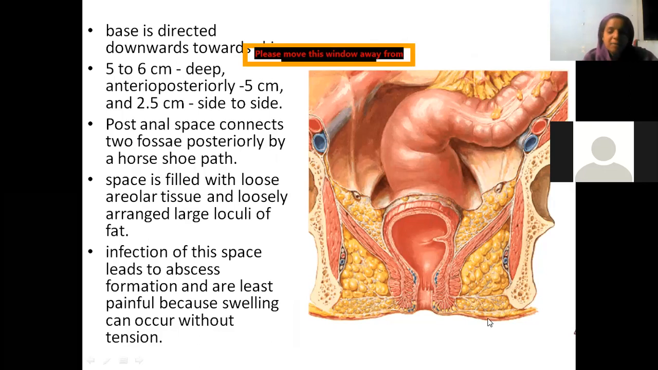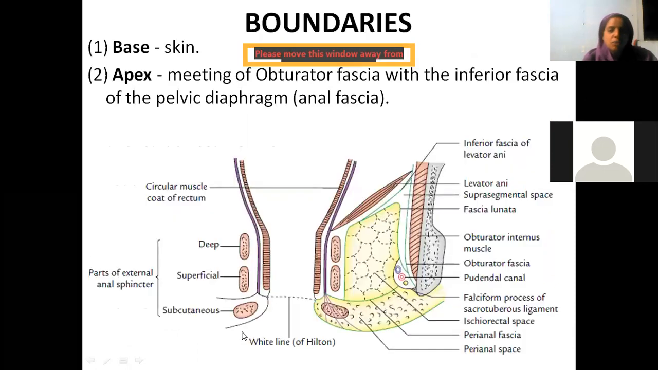But in the area where tight locules are there, a tight arrangement of fat is there, if there is any infection, that area cannot expand, and that will lead to a lot of pain. Okay, so the space is filled with loose areolar tissue and large loculi of fat. So in infection of the space, you will see there will be pus formation, and pain will not be so much because tension won't be there.